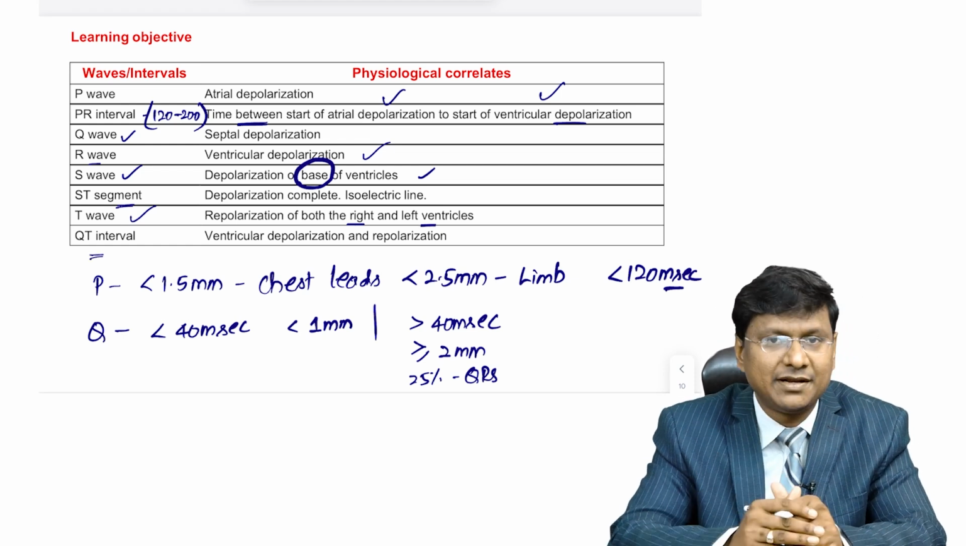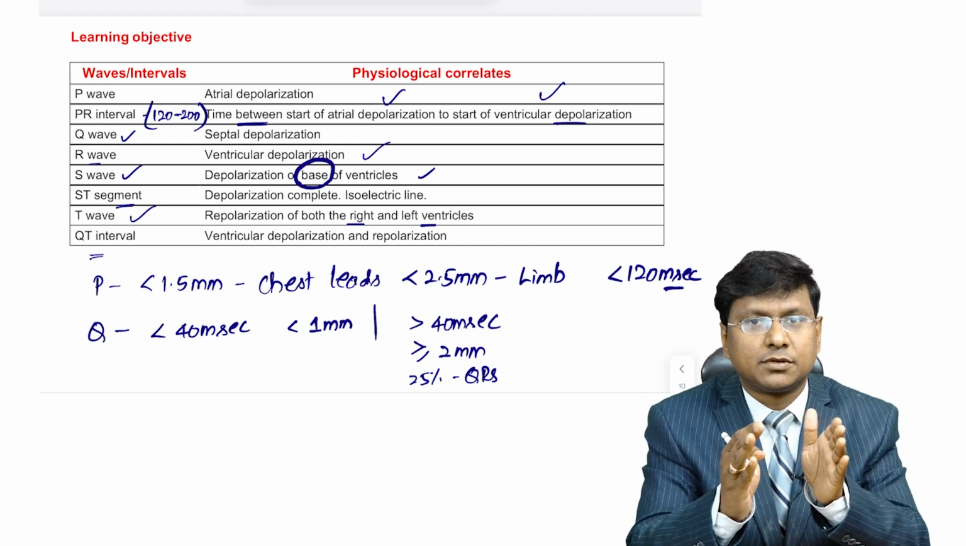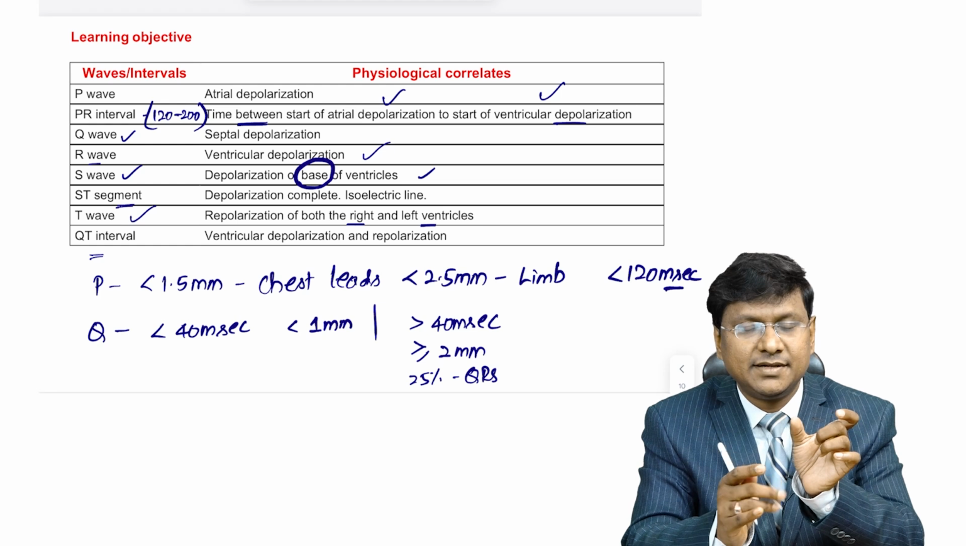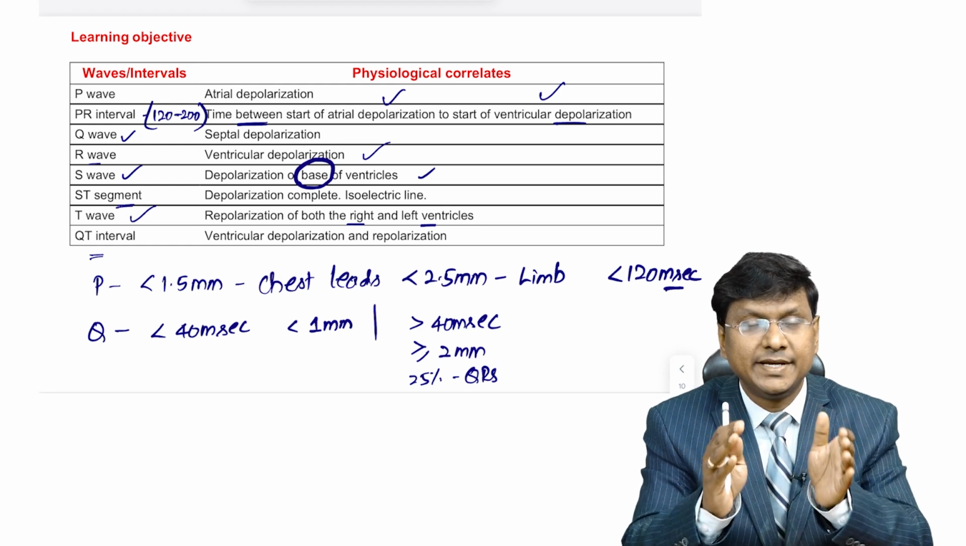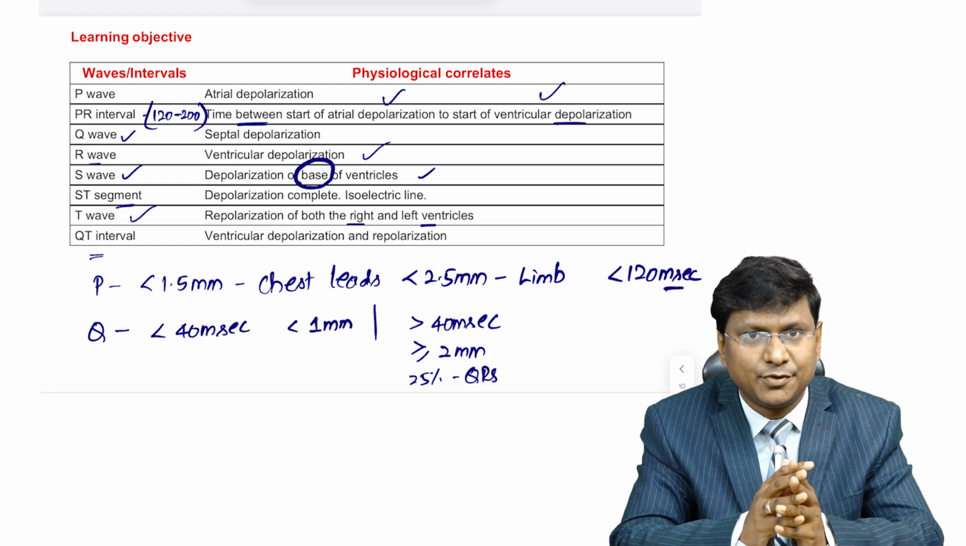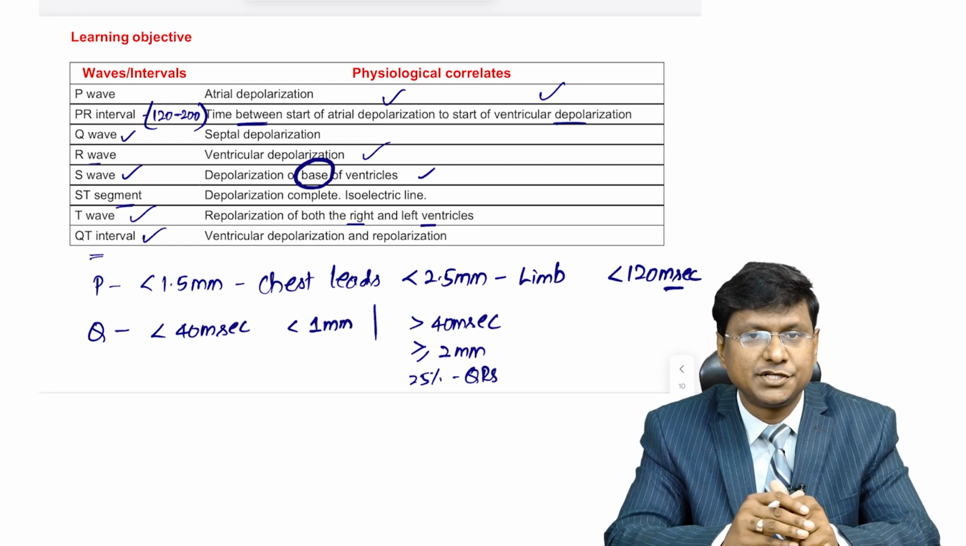And what does the QT interval represent? The QT interval includes the QRS complex, the ST segment, and the T wave. So it represents both ventricular depolarization and ventricular repolarization. So that is your QT interval.